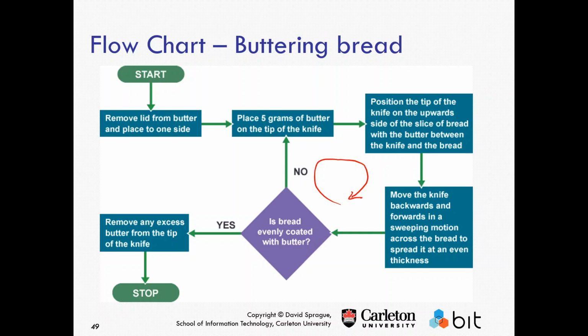Otherwise, add more butter. Notice this is an infinite loop. Technically, if the bread is never coated evenly with butter, it also doesn't say anything about if you keep on putting the butter on the same point on the bread. We should say something about smearing it across the bread in approximately even thickness and attempting to cover all the bread, something like that. But this is just an example of a flowchart.